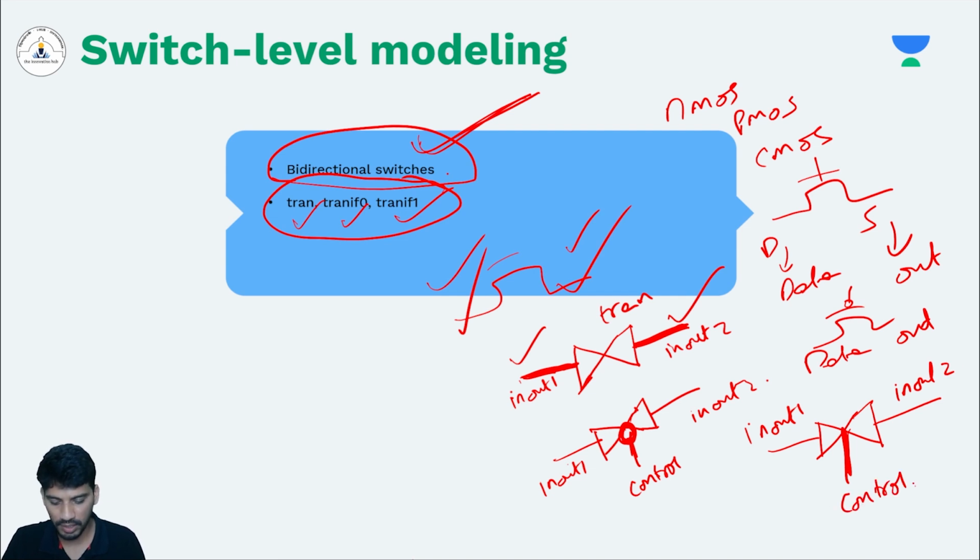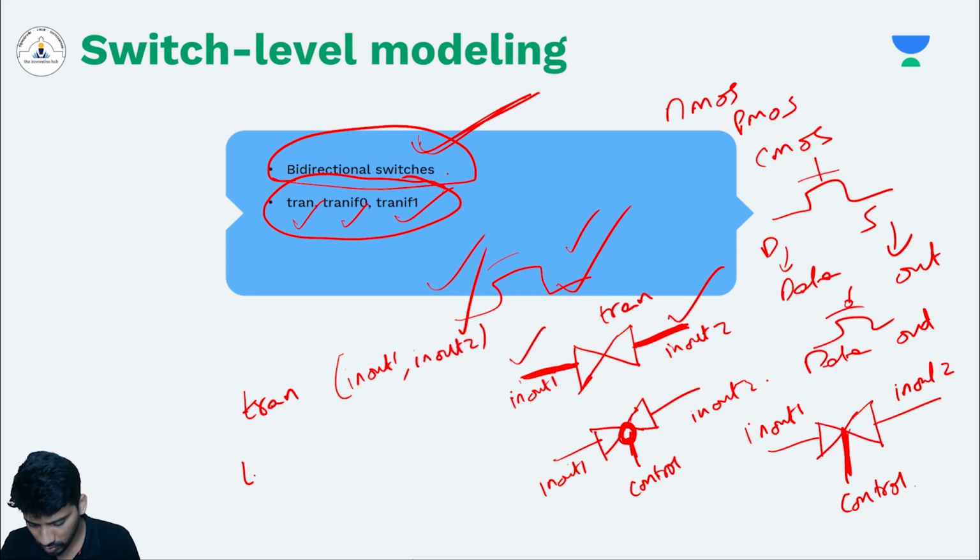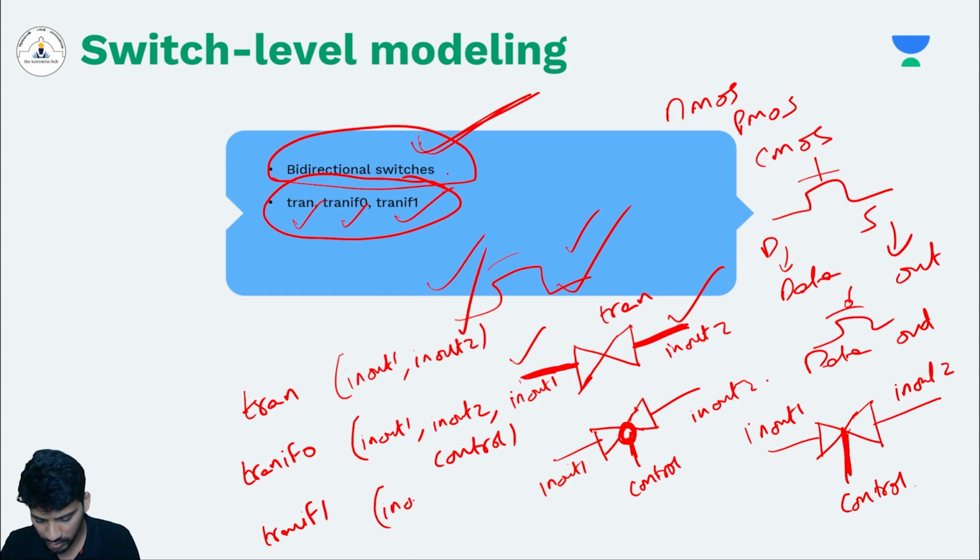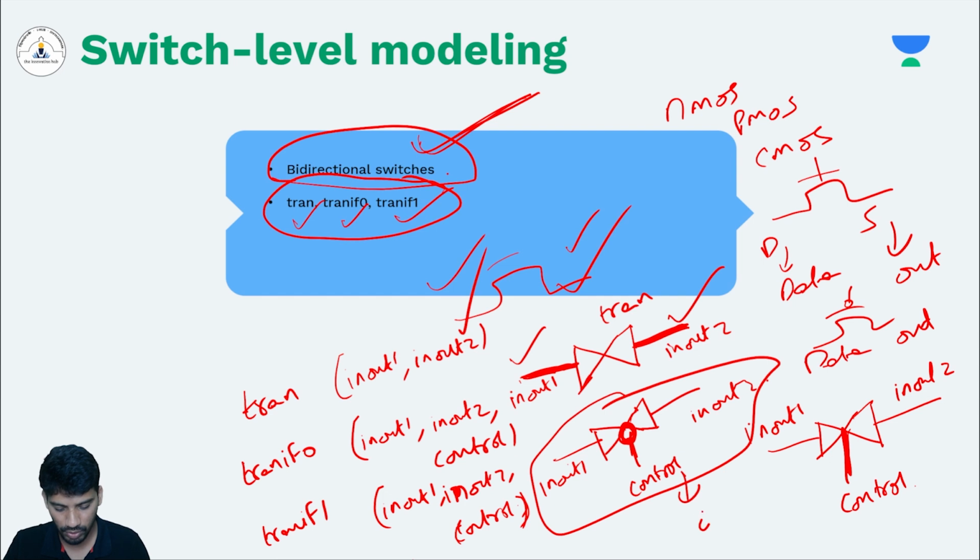So what is the syntax to call the tran bidirectional gates? To call a tran gate, use the keyword tran, then you can write directly inout1 comma inout2. Similarly for tranif0, the keyword is tranif0. You have inout1 comma inout2 comma control. For tranif1 also the syntax is the same. The keyword is tranif1, inout1, inout2 comma control. Okay. So what is the property of tranif0? If the control signal is 0, then only inout1 will be equal to inout2.